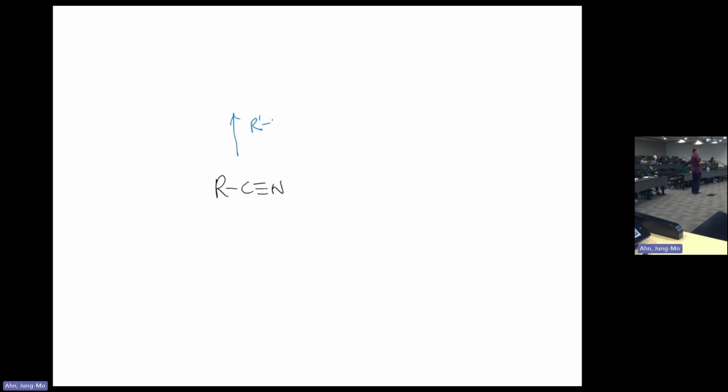Nitrile, if you're using Grignard, right? Grignard makes an attack on this carbon of the nitrile, and then that makes an enamine. Enamine hydrolyzing, you get a ketone form, right? Nitrile could be a good source for making ketone.